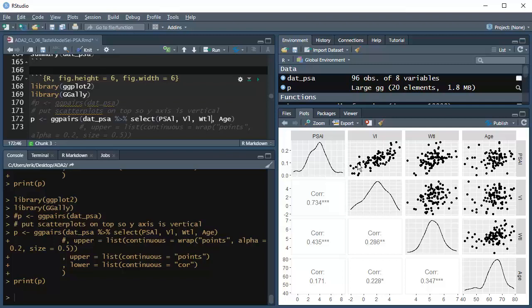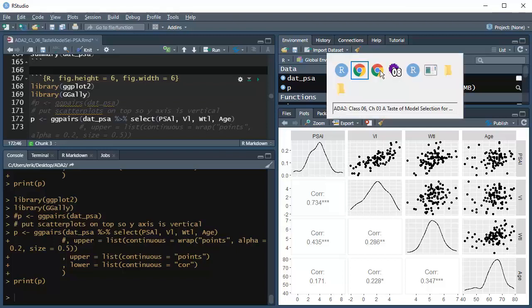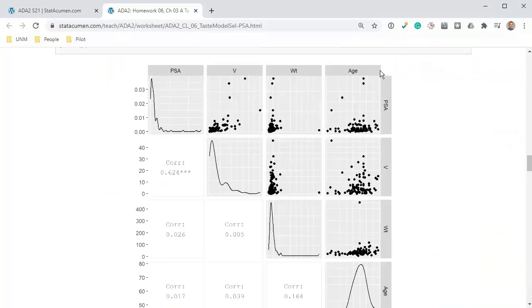Look at that beautiful symmetry on these 3 variables that were super right skewed. This is awesome. Look at this powerful correlation between PSA and volume. That is awesome. Slight positive relationship between PSA and weight. With age, it doesn't look like there's much relationship. Looks like there's a small positive relationship between weight and volume.